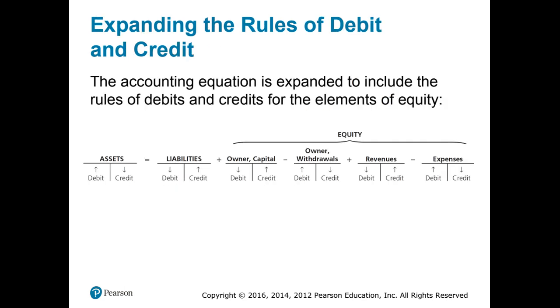This is our expanded accounting equation. So we see here we started with assets equal liabilities plus equity. But in the expanded version, we're actually breaking equity out because equity has a little bit more involved in it. So within equity, you have your owner's capital account, owner withdrawals, revenues, and expenses.